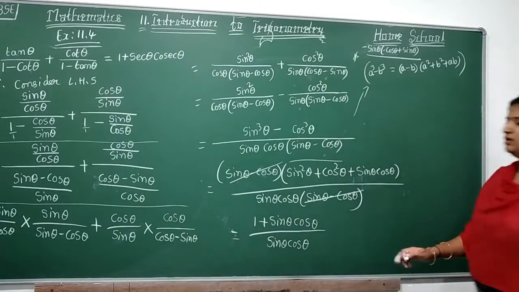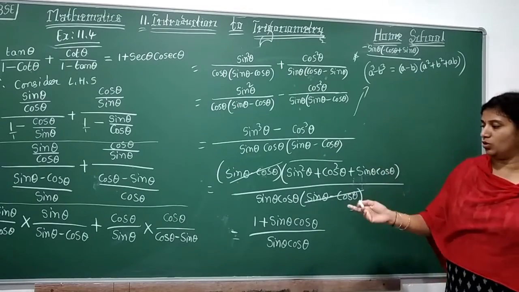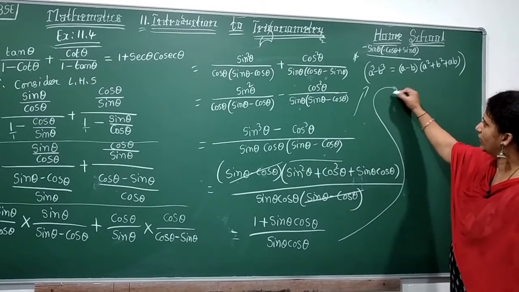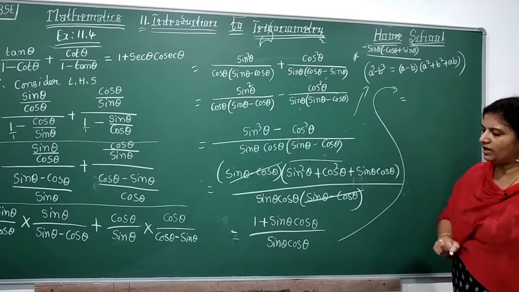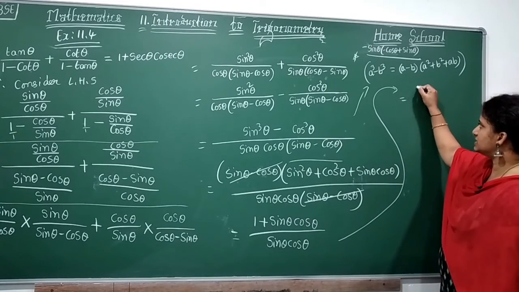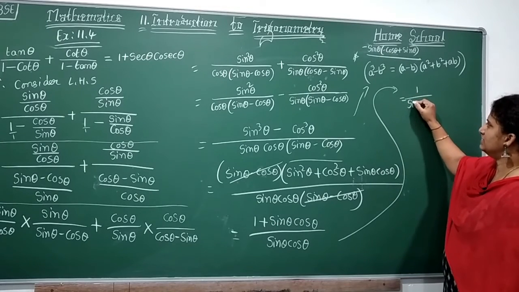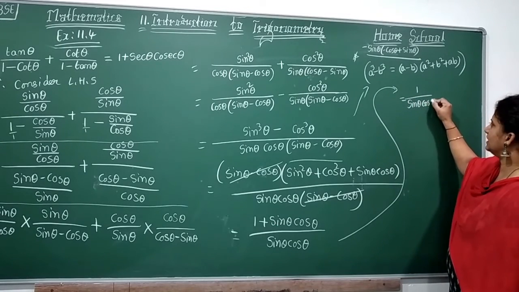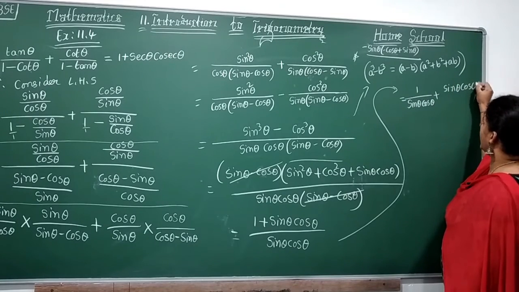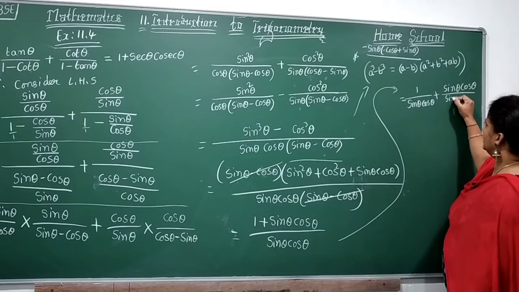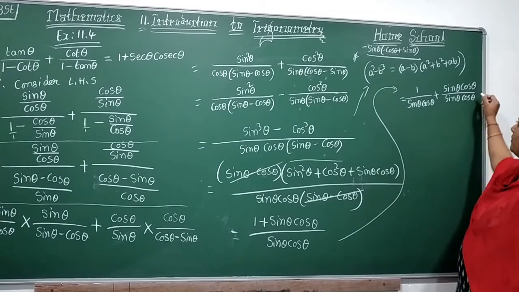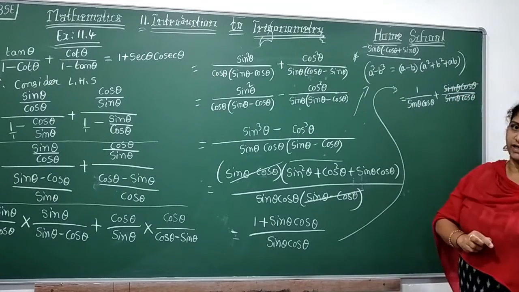Children, have a look at your RHS. Is it the same as your RHS? No. Still we need to find. How can I find this? Split the denominator. How do you split here? It is equal to 1 by sin theta cos theta plus sin theta cos theta by sin theta cos theta. Now what happened? Sin theta cos theta cancel.